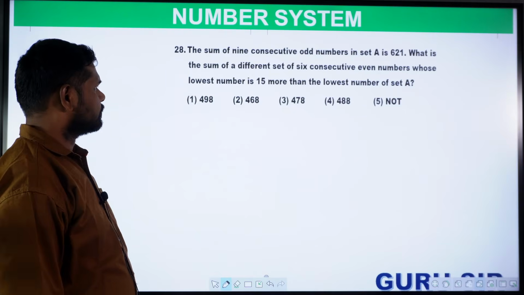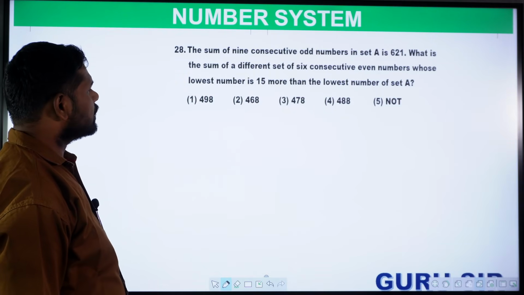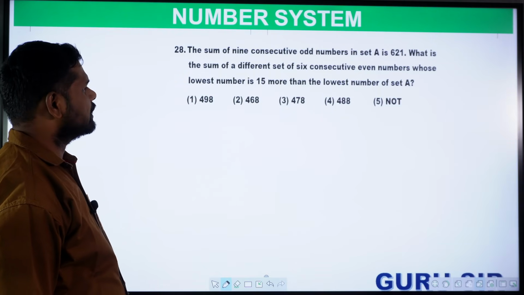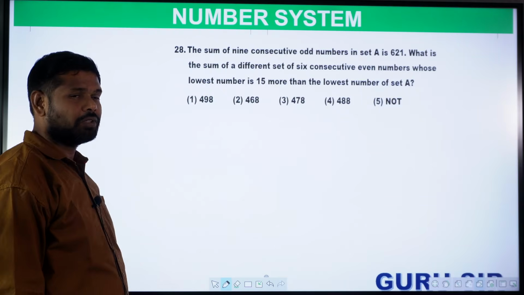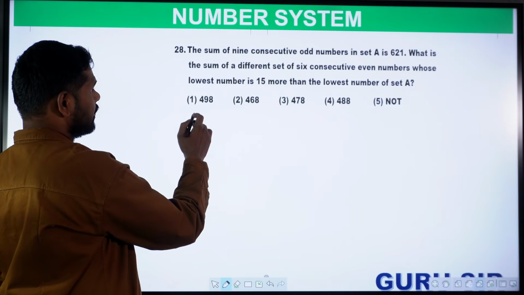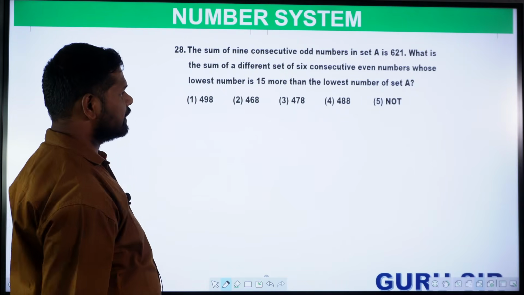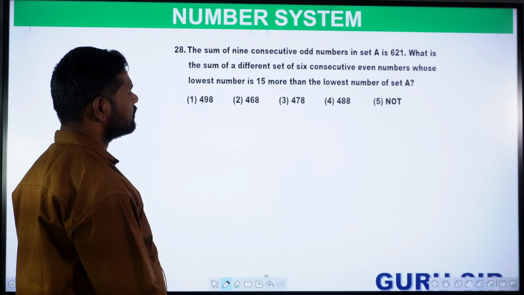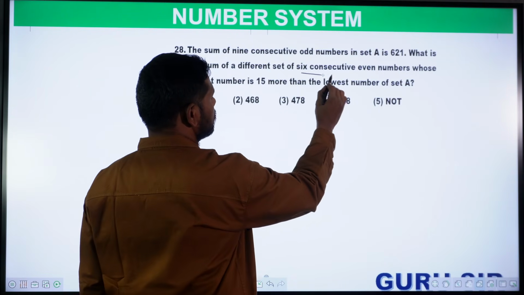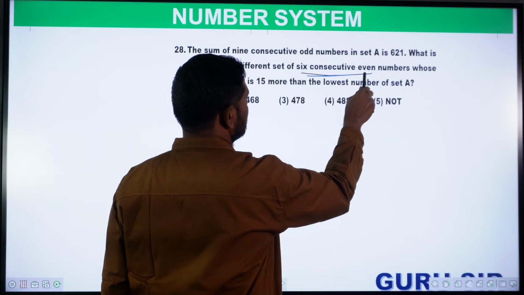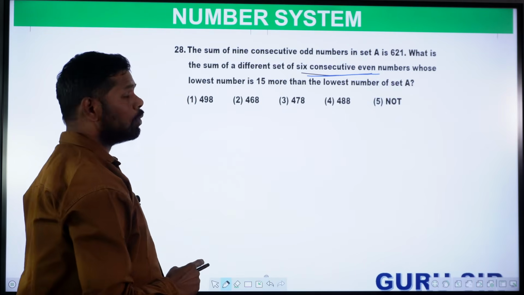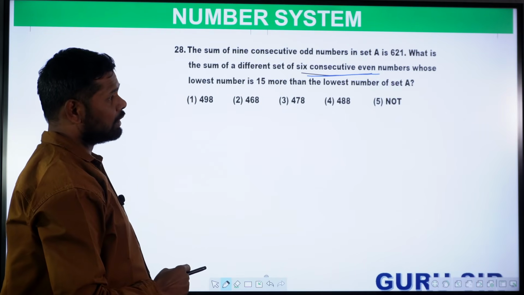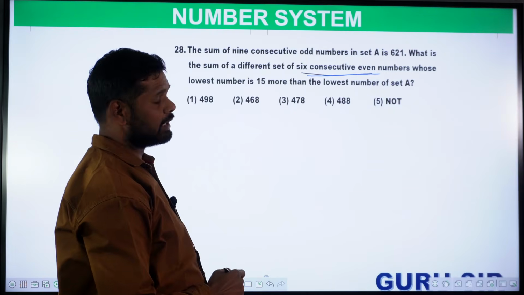The sum of 9 consecutive odd numbers in set A is 621. What is the sum of a different set of 6 consecutive even numbers, whose lowest number is 15 more than the lowest number of set A?